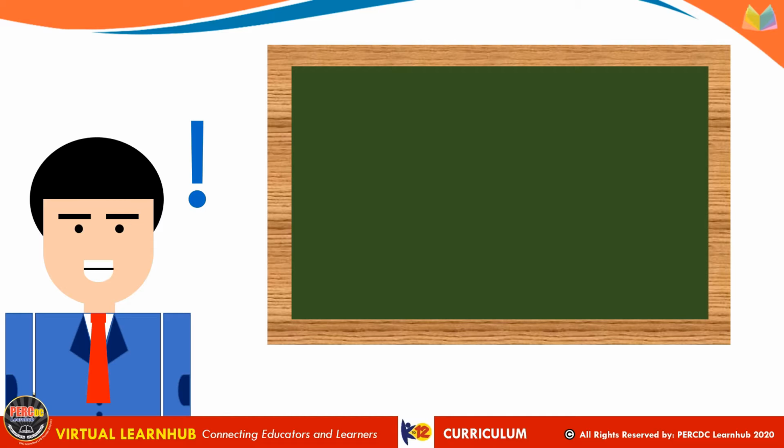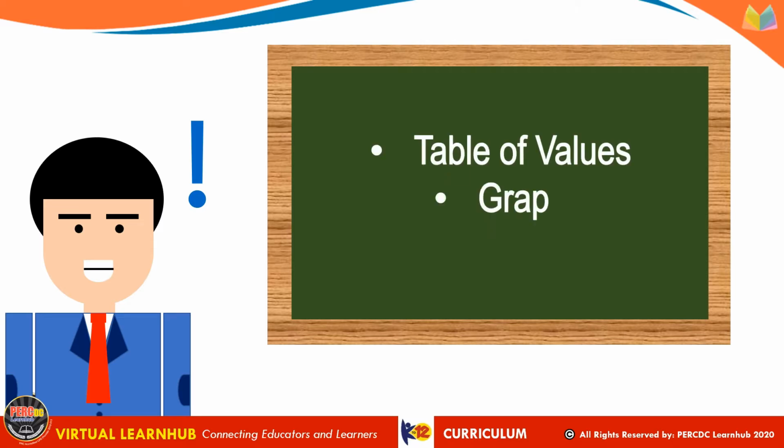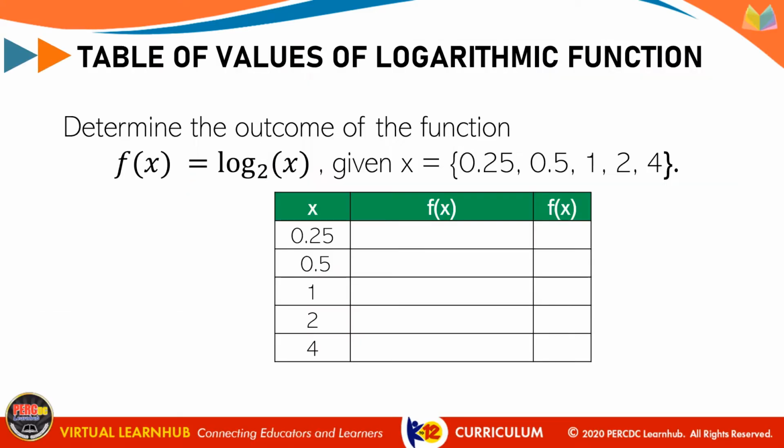Functions can be represented in three ways. First is by table of values, second is by graph, and third is by its equation. Let's try to solve this problem. Determine the outcome of the function f of x equals log of x to the base 2 given that x is equal to 0.25, 0.5, 1, 2, and 4.